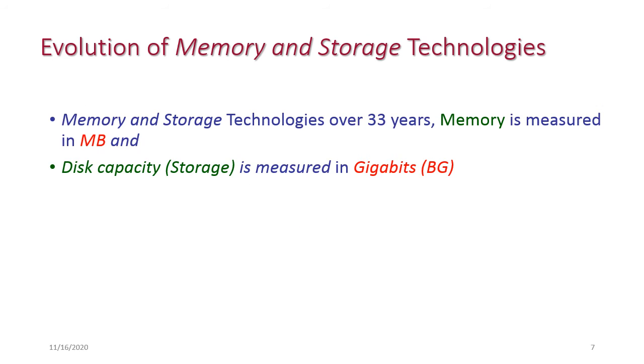So like this, next we are going to see the evolution of memory and storage technologies for the past 33 years. Memory is measured in megabits, and the disk capacity, which is otherwise called storage, is measured in gigabits.